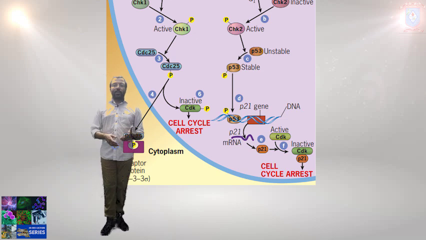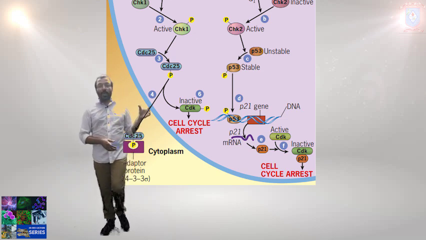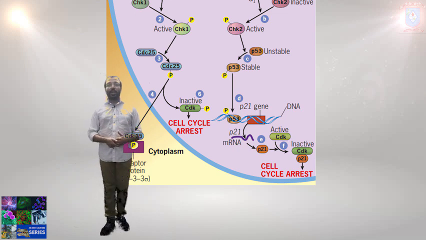Actually, in this class, I am not explaining the mechanism of CDC25 transport across the nuclear membrane. This is all about the ATR-mediated pathway. Next is the ATM-mediated pathway.